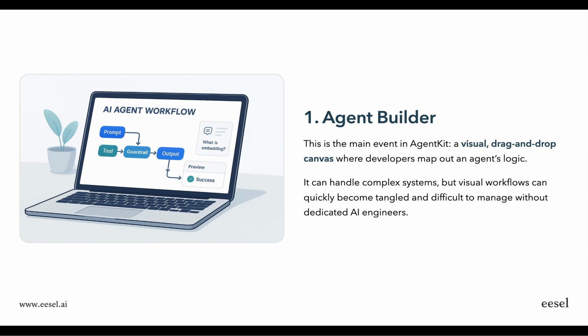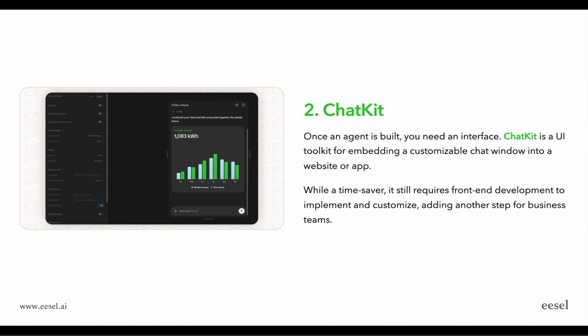Let's start with the agent builder, which is really the main event here. It's a visual drag and drop canvas for mapping out an agent's logic, but these workflows can get complicated to manage pretty fast. Next up is ChatKit. Once your agent is built, this toolkit helps you embed a chat window into your app. It's a nice time saver, but it still requires front-end coding to get it right.